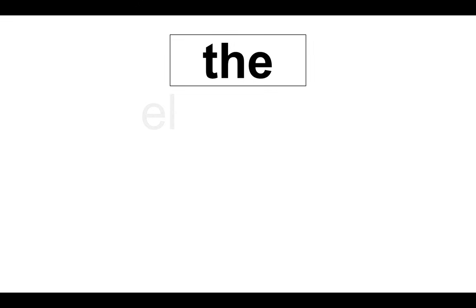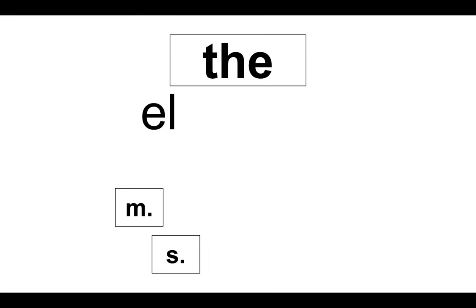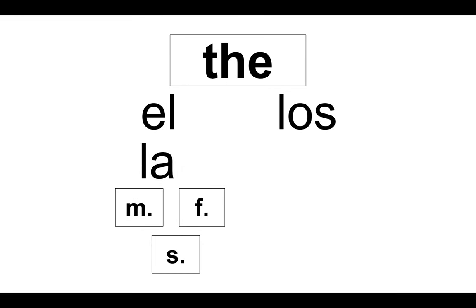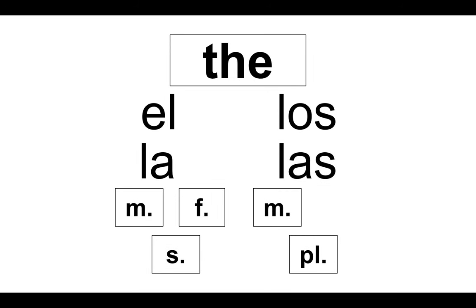For example, the word "el" is singular and masculine. "La" is singular and feminine. "Los" is the word for "the" that is plural and masculine, while "las" represents "the" for nouns that are plural and feminine.